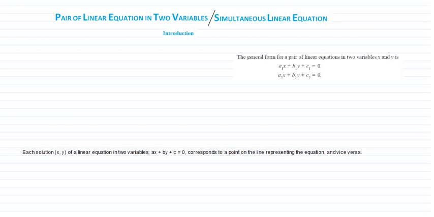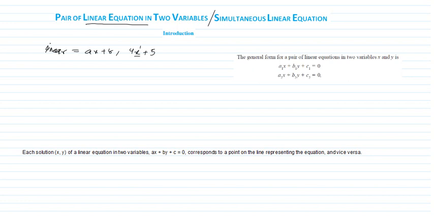Like in the case of polynomials, we have discussed linear polynomials. The standard form is ax plus b, and an example is 4x plus 5. Here you can see a and b are constants and only x is a variable whose power is 1. So that is a linear equation. In polynomials we discuss linear equations in one variable. Here we will discuss linear equations in two variables and pairs of linear equations.